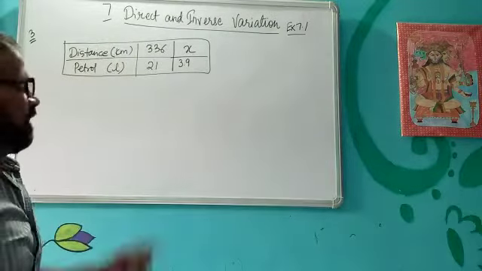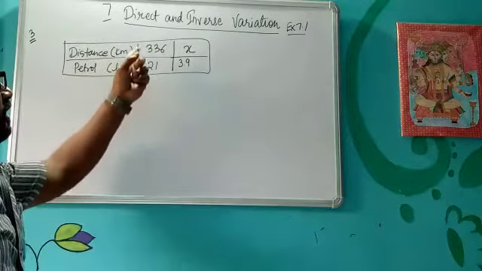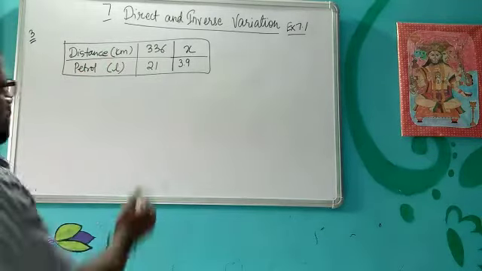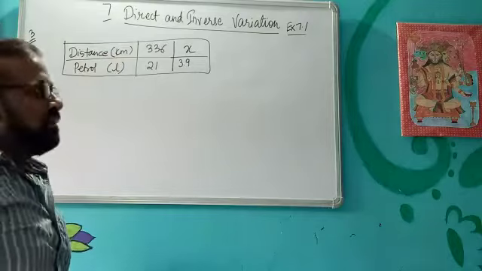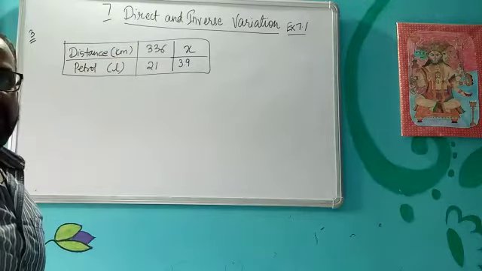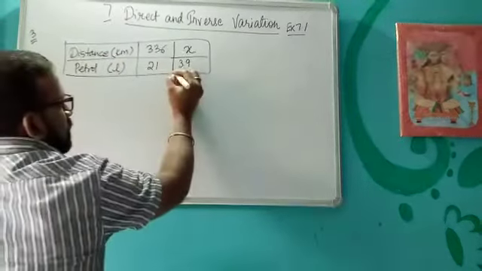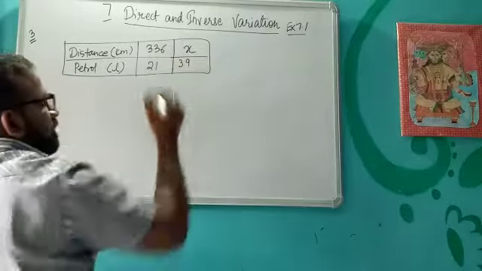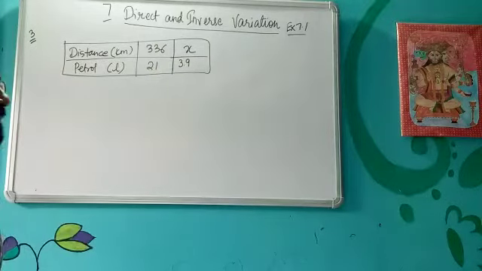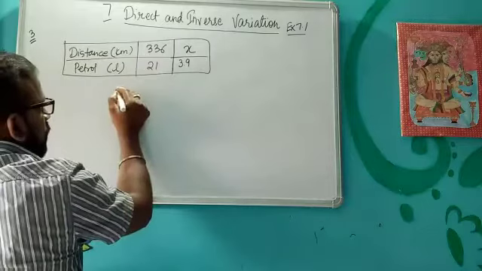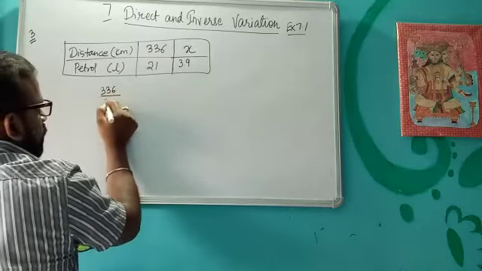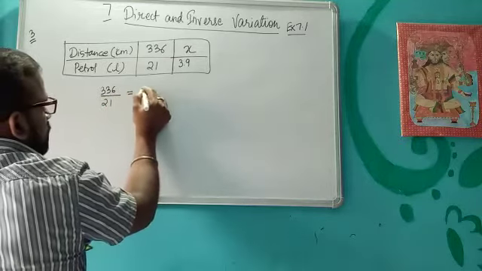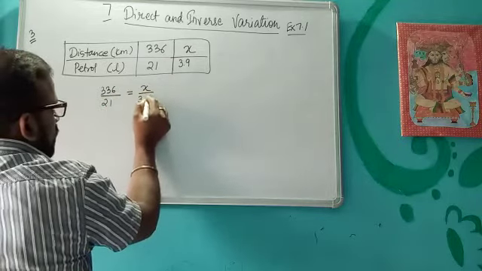So first we will identify the variables. Our X and Y are distance and petrol. Then we will form the table. And what we know is, as the petrol increases, the distance covered also increases, and as the petrol quantity decreases, the distance covered also decreases. So it is direct variation. Then how will we solve? We will solve it like this: 336 upon 21 is equal to x upon 3.9.